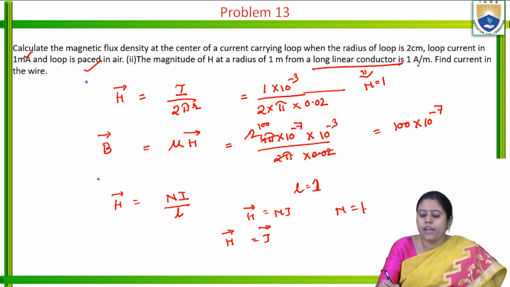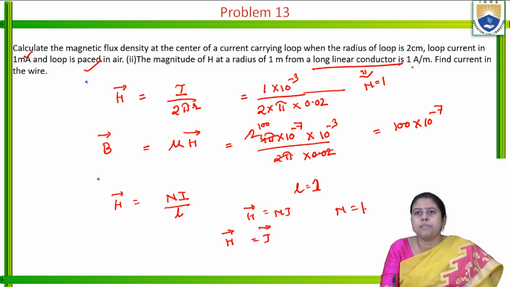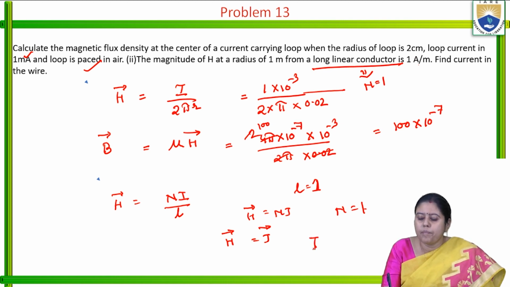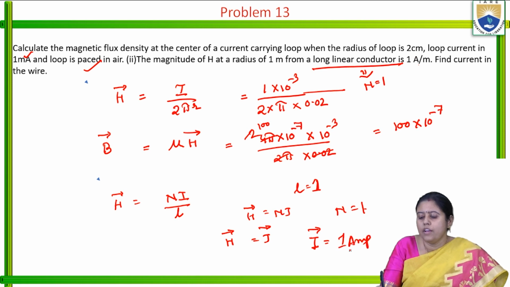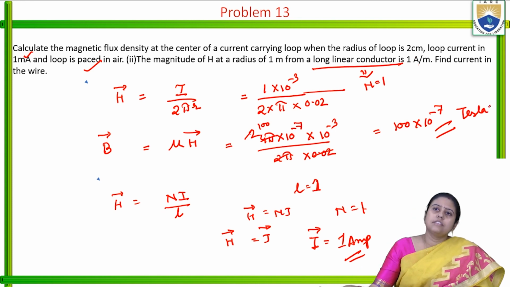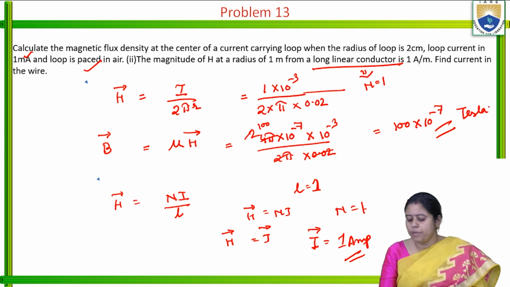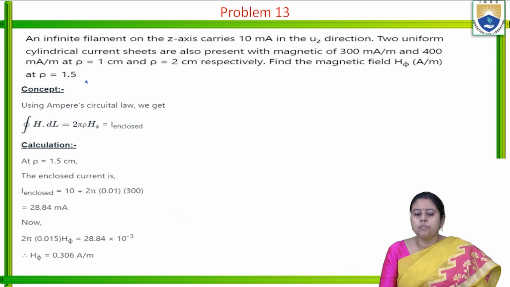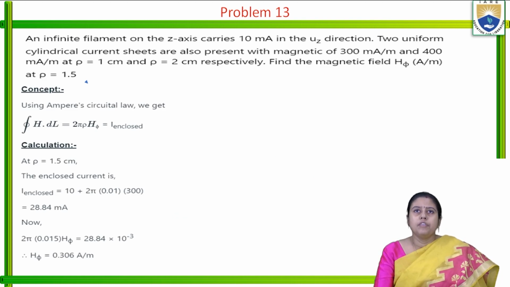What is the value of H? H is equal to 1 ampere per meter. So what is the value of I? I is equal to 1 ampere. So this is the answer and this is Tesla. So this is the answer of the problem number 13. Now we will move to the next problem, which is actually the problem number 14.